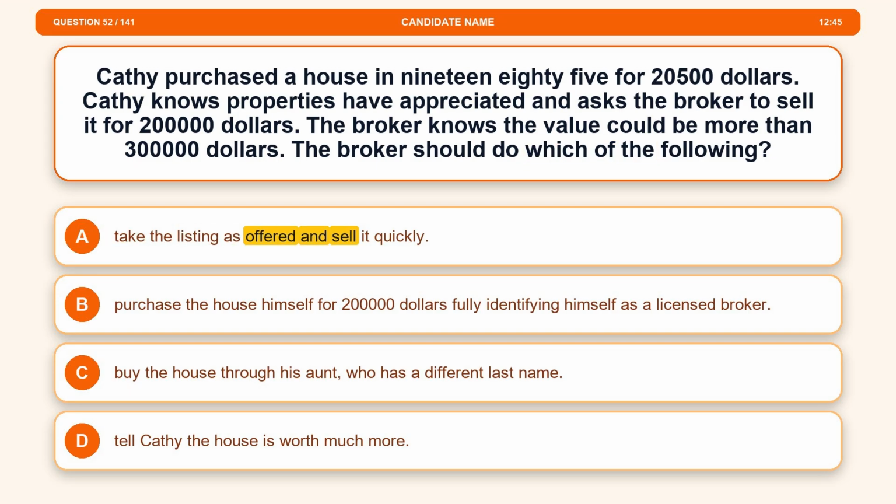Option A, take the listing as offered and sell it quickly. Option B, purchase the house himself for $200,000, fully identifying himself as a licensed broker. Option C, buy the house through his aunt, who has a different last name. Option D, tell Kathy the house is worth much more.